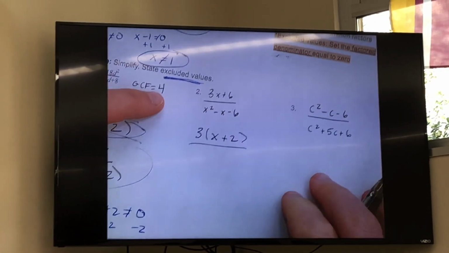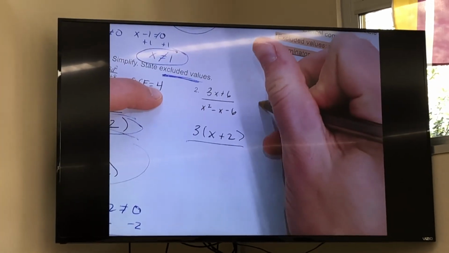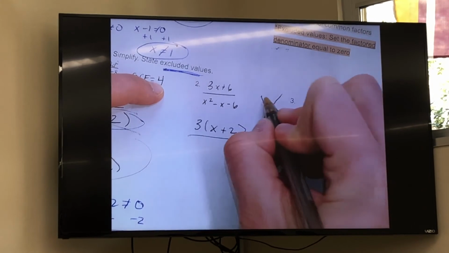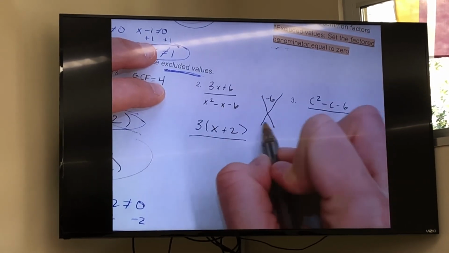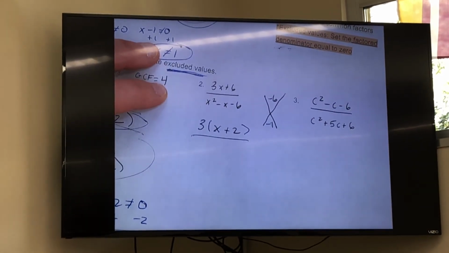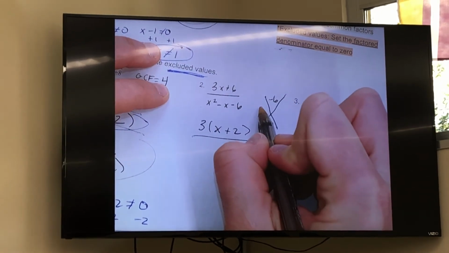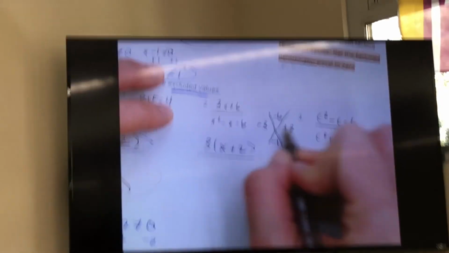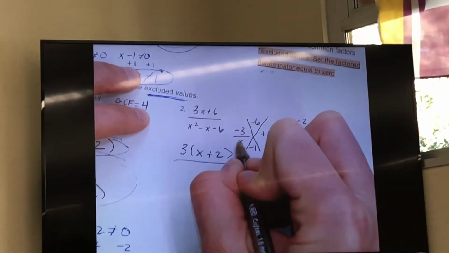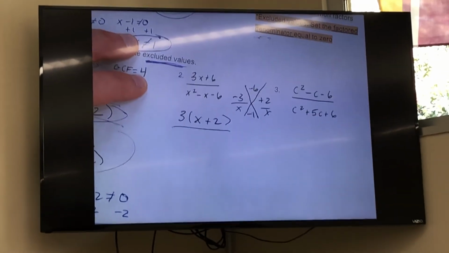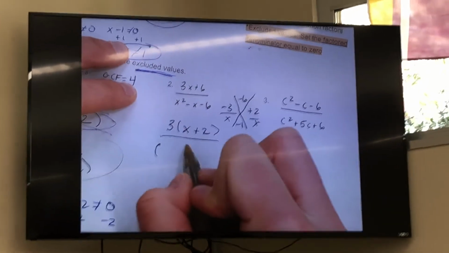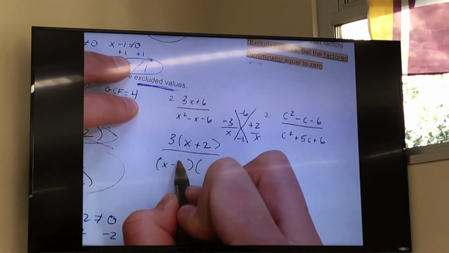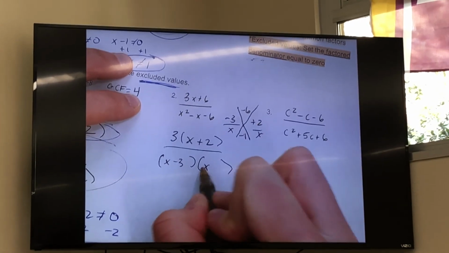On the bottom, I'm thinking x factor method here, multiplying to be 1 times -6, adding to be -1. I'm thinking -3 and a +2 would be good there. They would add to be -1, divide by x. And then I'm going to turn them to bring out my factors here. I get x minus 3, and I get x plus 2.